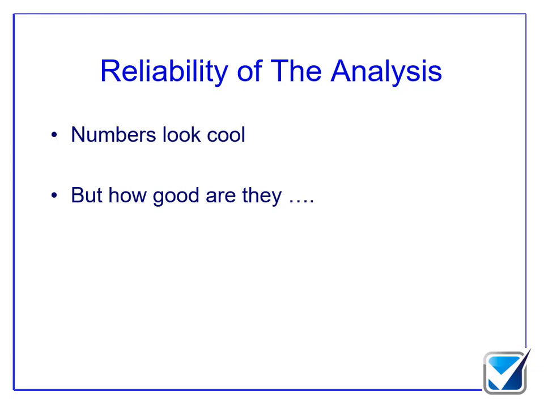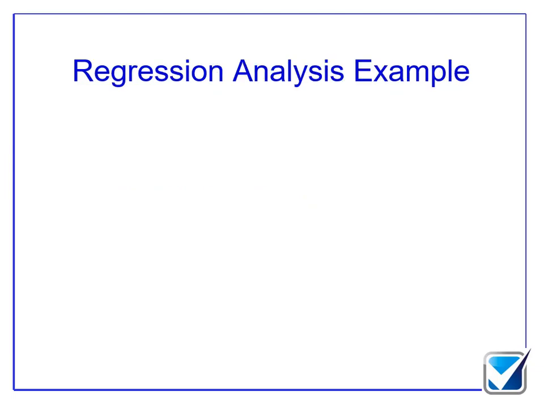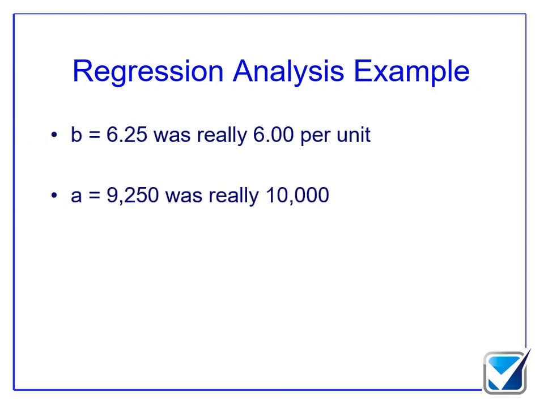Now, just as a very brief recap, what we found in regression analysis part 1 was that B equals a number and A equals a number. Remember, in this situation, A was my fixed costs, my total fixed cost. The total fixed cost should have been $10,000. It was really $9,250 when it came up in my regression analysis. B, my variable cost per unit. The regression analysis gave me a figure of $6.25 per unit, whereas we'd actually fudged the numbers to make sure that they were supposed to be $6 per unit. So we do have some differences there.